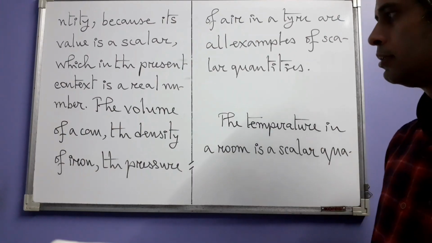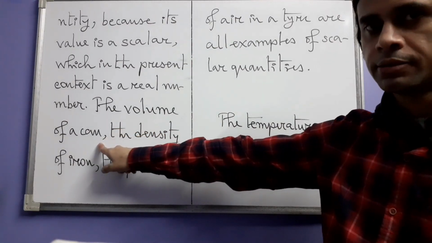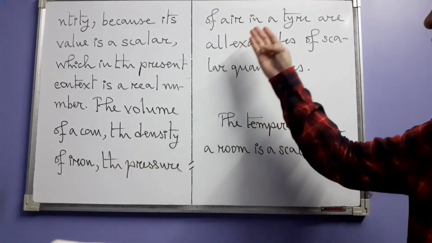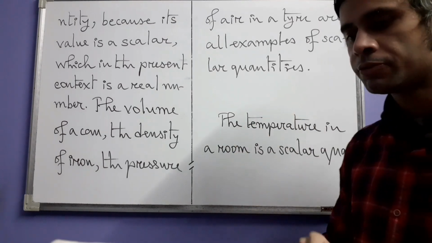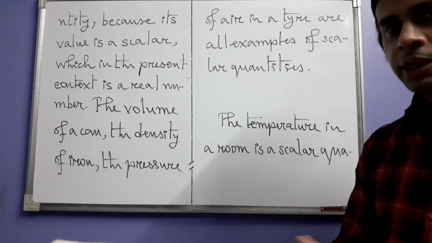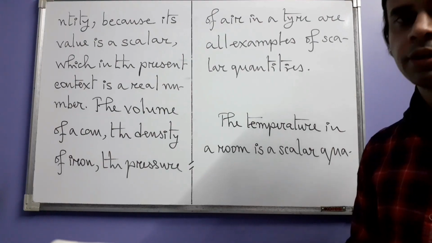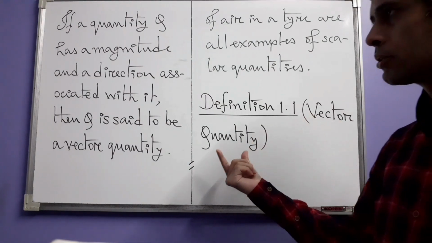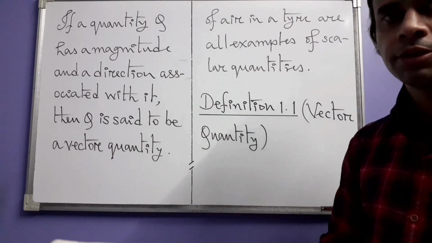Besides temperature, these are also examples of scalar quantities: the volume of a can, the density of iron, the pressure of air in a tire. These are all examples of scalar quantities because each one of them needs only a number and a unit for its complete specification in a given situation. And next we are going to see the definition of a vector quantity. And next we have definition 1.1 of a vector quantity. You are actually already familiar with it, but still let's see what the author has written.